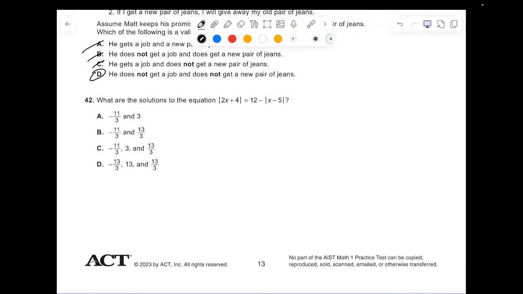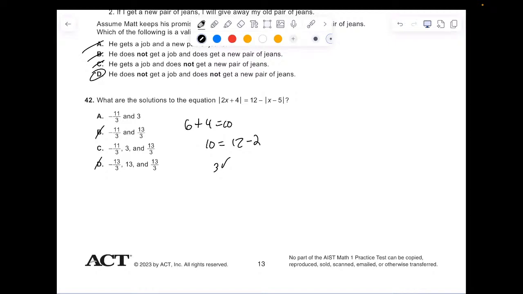What are the solutions to the equation of that? Okay. Let's see. I think I just want to plug these in. Let's start with the easy one. 3. 6 plus 4 is 10. 10 is equal to 12 minus 3 minus 5 is negative 2. Absolute value is 2. So 3 works out.